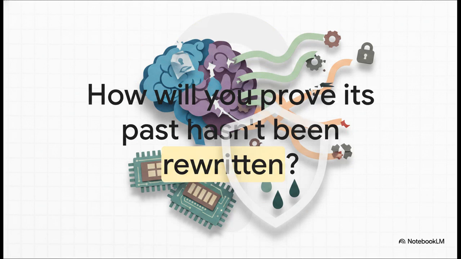So, when an AI's memory outlives your session, how will you mathematically prove its past hasn't been rewritten by an unseen adversary? I'll leave you with that final thought to ponder as you design the next generation of multi-agent systems. The challenge isn't just making AI smarter anymore, it's ensuring that its memory actually remains its own.